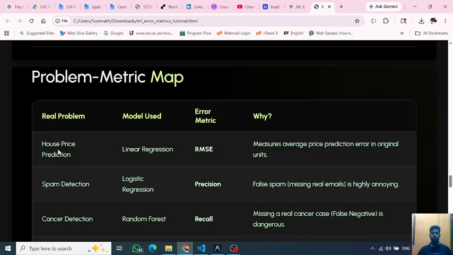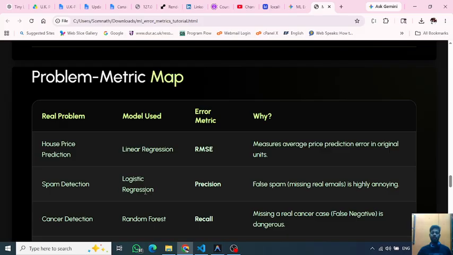Now, in tabular format, I'm again showing the real problem, which model we have to use, what metric we should use, and why. So, house price prediction. The model we should use is linear regression, error metric RMSE. Why? It measures the average price prediction error in the original unit.